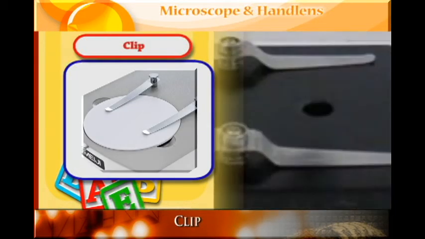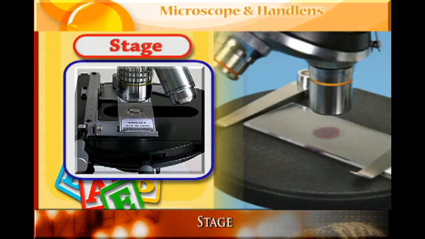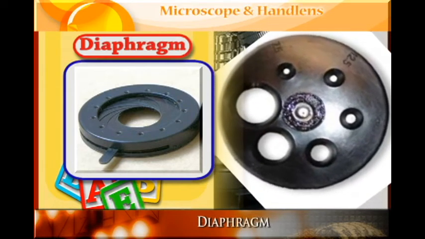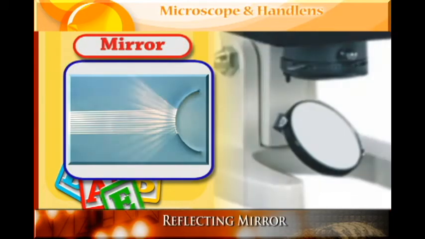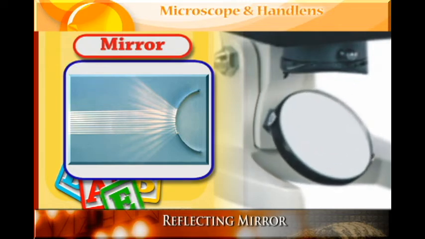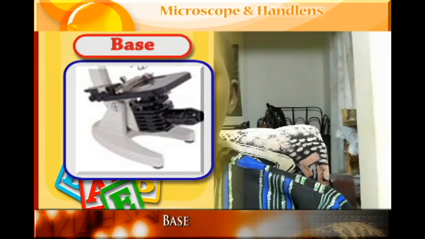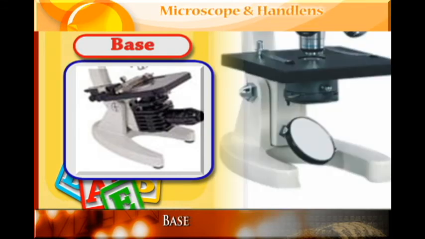We have talked of the clip which holds the specimen firmly onto the stage, and then the stage where we place our specimen when we are going to observe it. We have a diaphragm that controls the amount of light that enters into the microscope, and then we have the refracting mirror which focuses or refracts light from the external source to the diaphragm, and then the light can be used by the microscope. And then we've talked of the base, which supports the microscope on the bench.